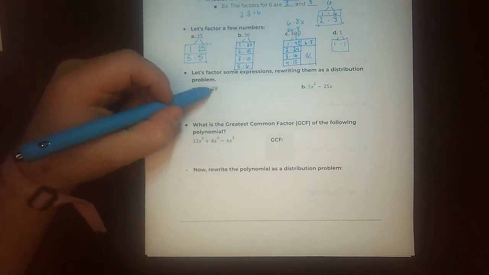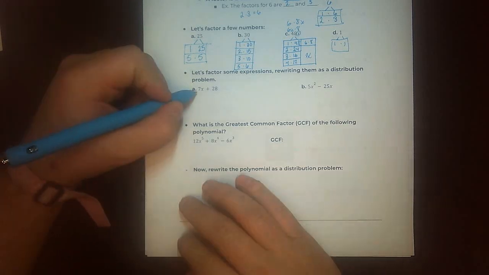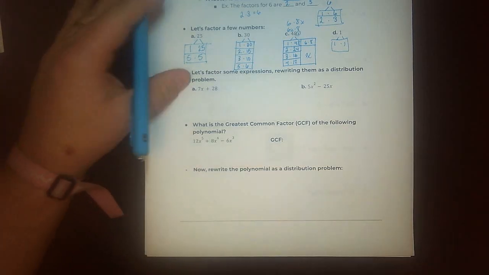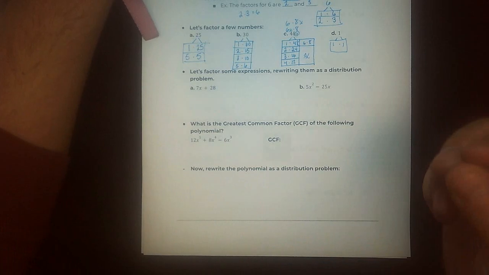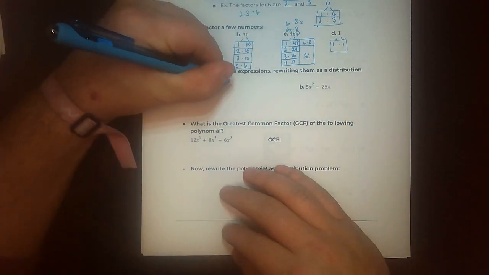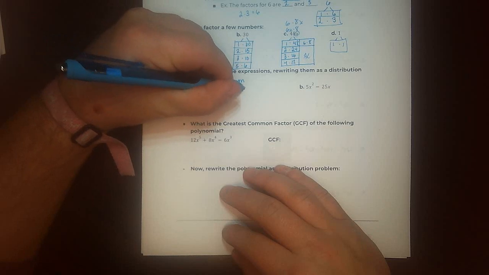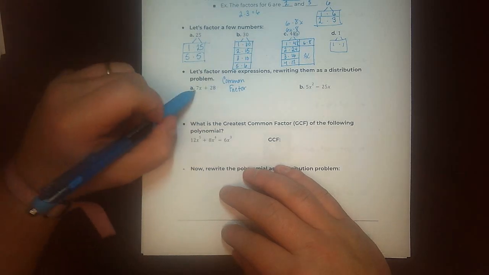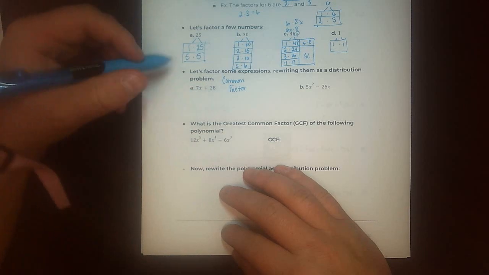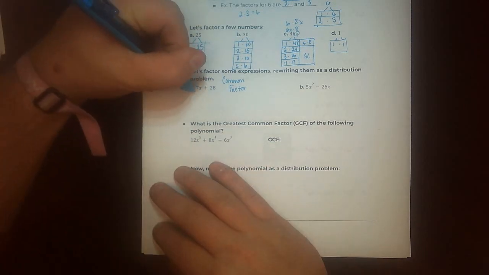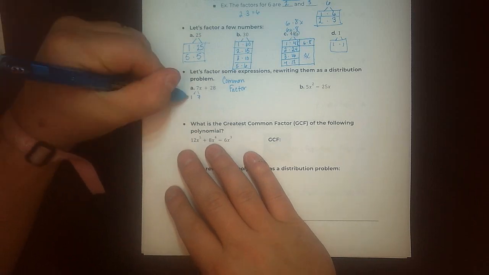We have 7x plus 28. All right, 7x plus 28. What we want to do is find a common factor. Now, a common factor. Let's go ahead and write that phrase: common factor. A common factor is a number that factors into both numbers that we have here. So 7, let's think about 7. The only factors 7 has, I'm going to write it right here. The only factors 7 has are 1 and 7. Okay, those are its only factors.